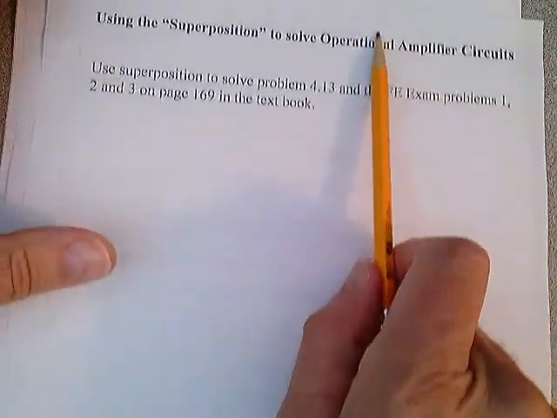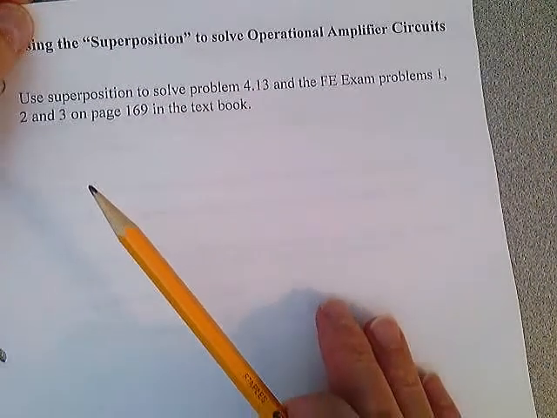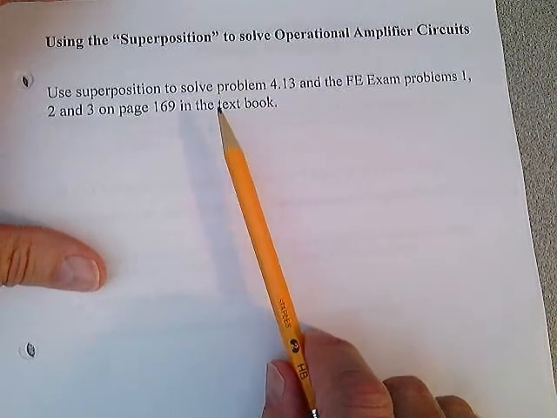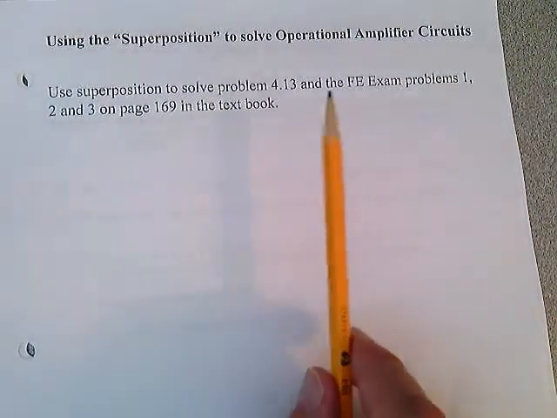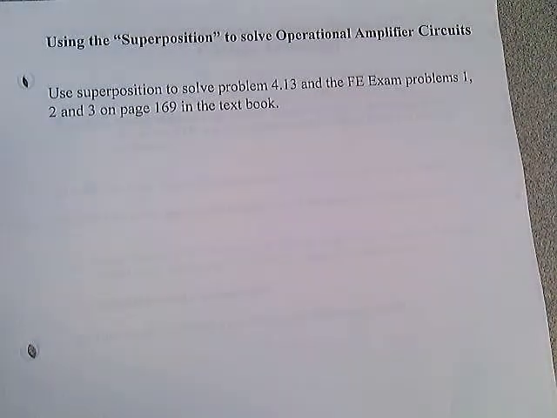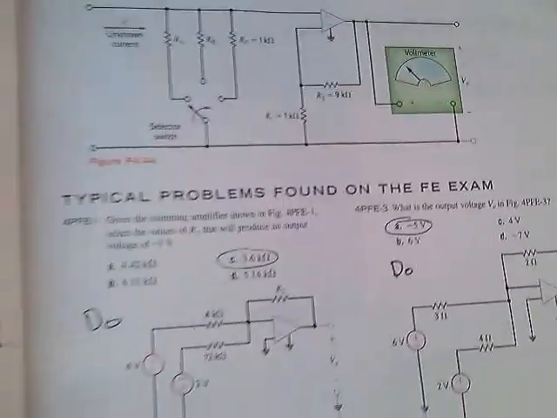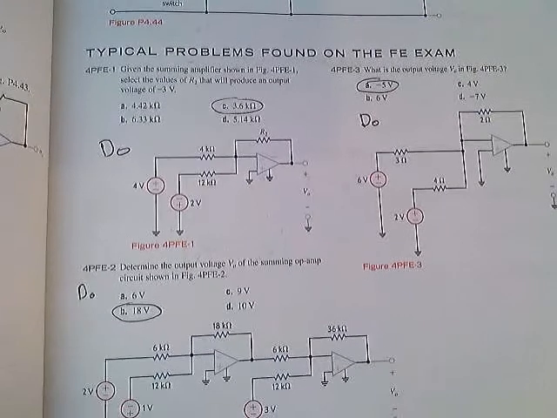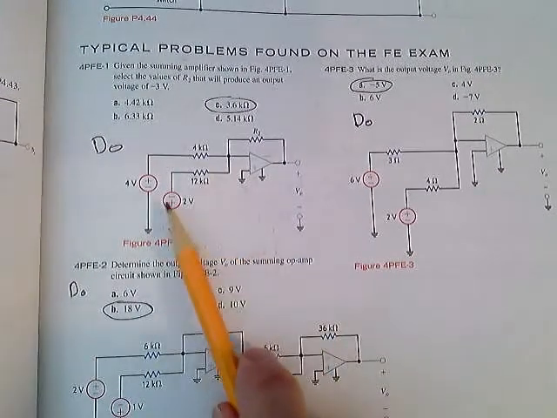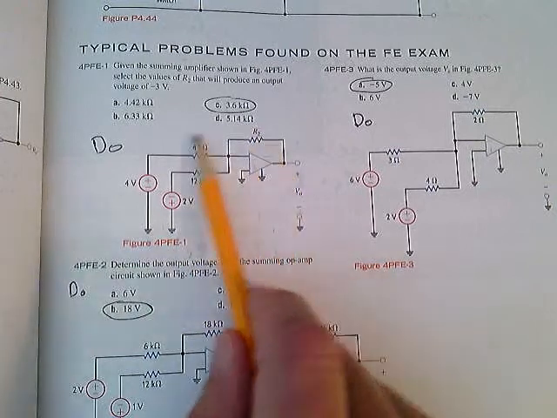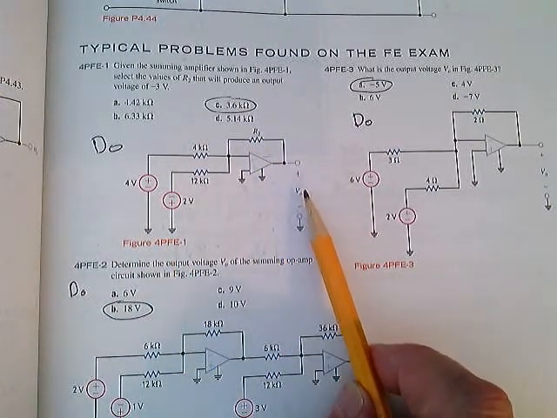On page number 80, we talked about this before, using superposition to solve operational amplifier circuits. I want you to look in your book at some of the Fundamentals of Engineering exam problems on page 169. Like I said, we've done this before, and I want you to just take a minute and go through these three problems right here. I want you to use superposition on this particular circuit here and tell me what the answer for V out is.